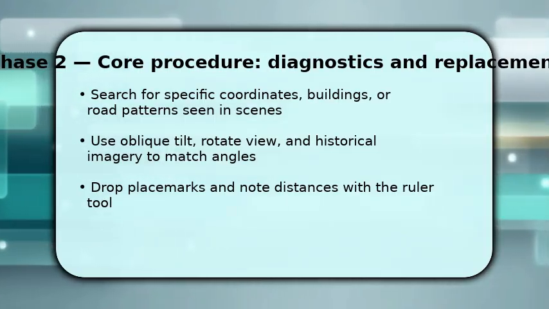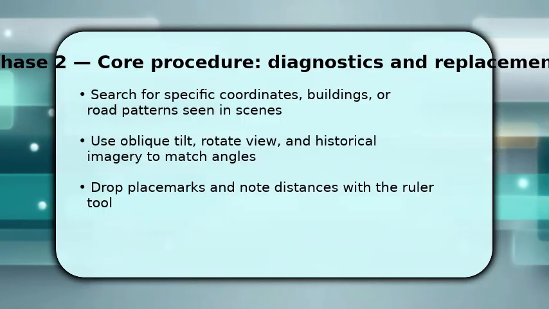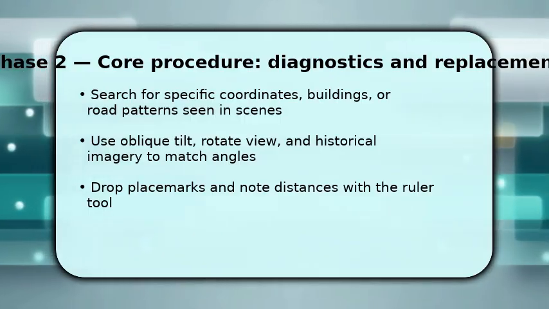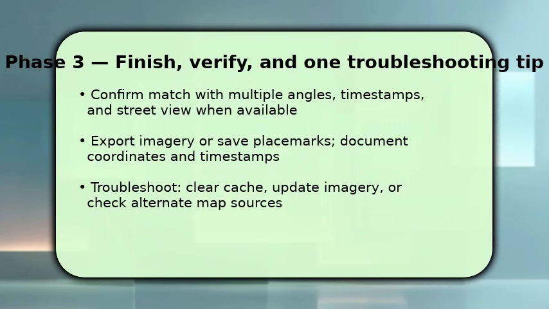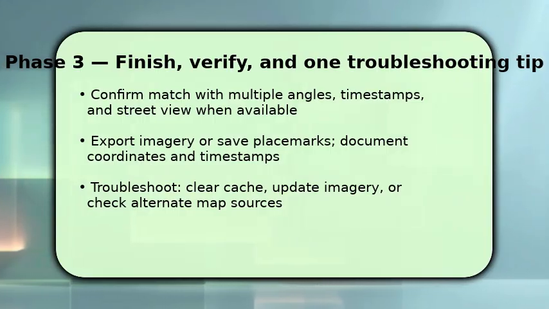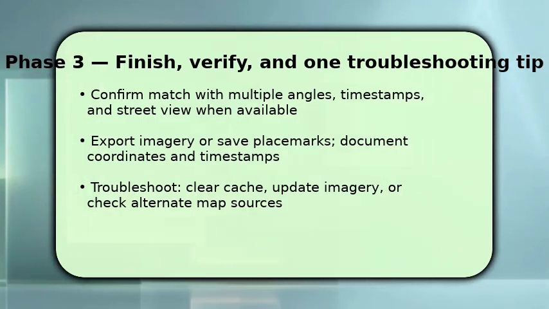As you refine, narrow to a block or specific building, and save that view as a place mark for quick recall. Finally, verify the match by checking at least 2 different perspectives and, if possible, using Street View to confirm ground-level details. This reduces false positives. Once convinced, export the image or save the place mark with coordinates and a timestamp for reference.